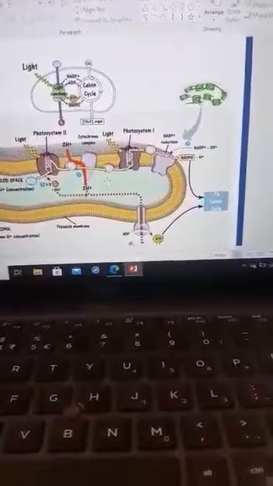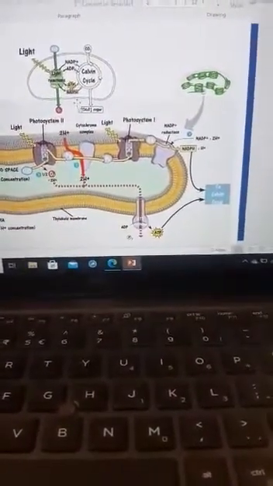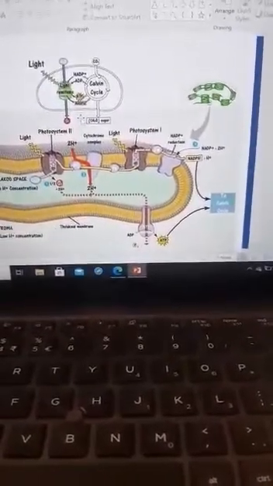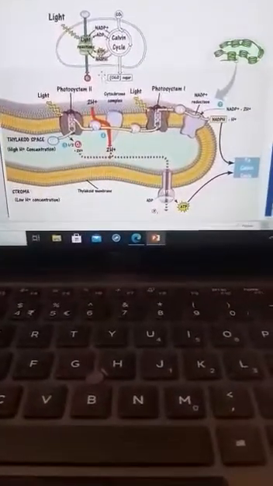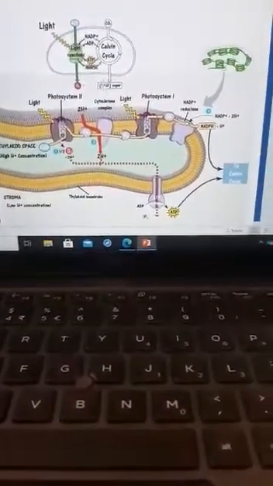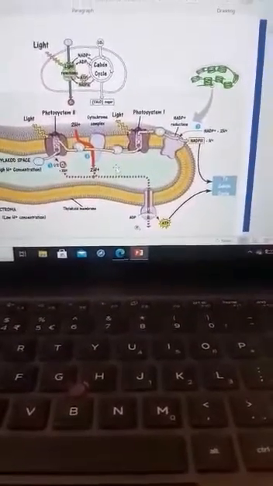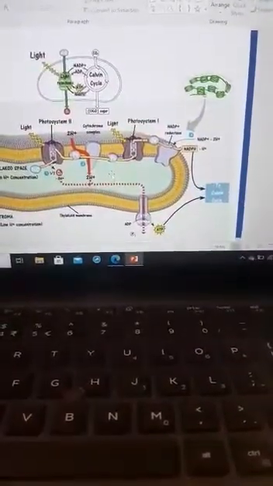This side is the thylakoid space. The other side is the stroma matrix. Remember, thylakoids are found inside the chloroplast. So this side is the stroma matrix, whereas this side is the thylakoid space. So this is what happens.